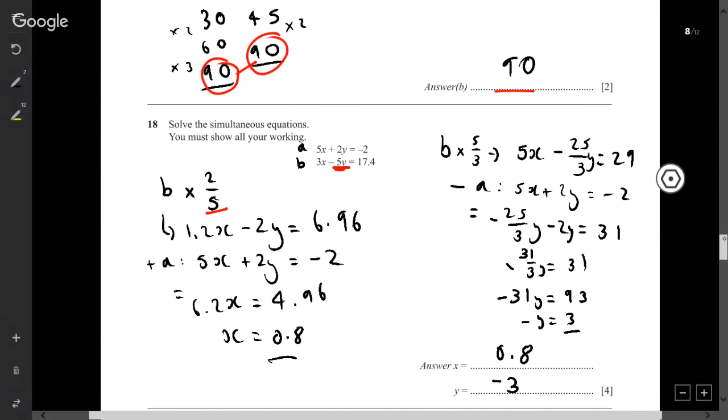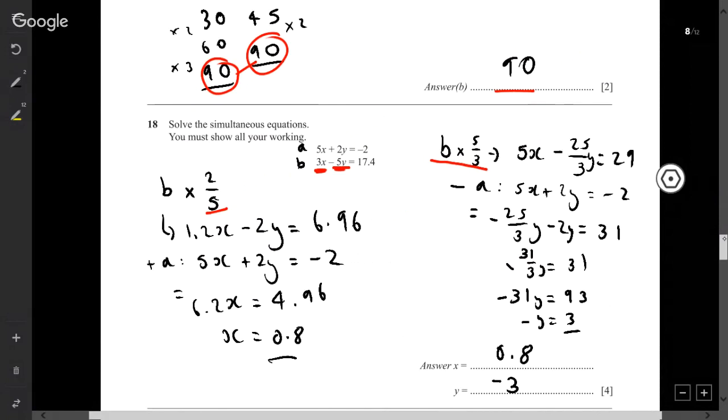Okay, great. Same thing again now. On the other side, we want to find y. So again, we want to change 3y into a 5y so that we can subtract these equations. So what I'm going to do is times the whole of B by 5 over 3. That gives us 5x minus 25 over 3 y equals 29. So we're going to minus equation A.